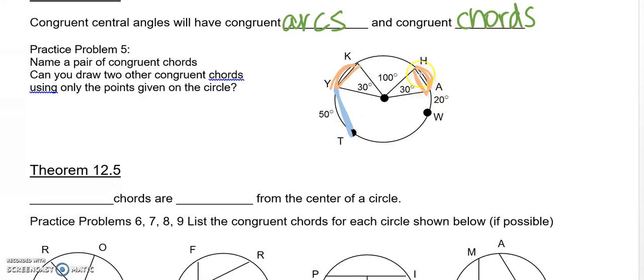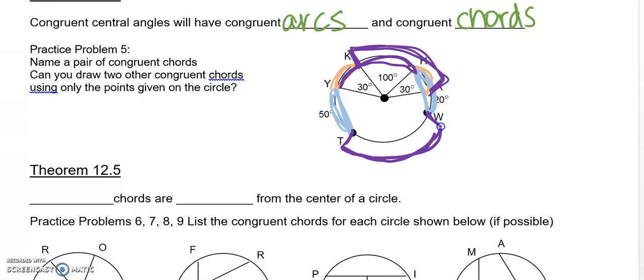This chord and this chord would be the same because those both have to do with 50 degrees as well, as well as the arcs associated with them. And then we can even go so far to say this part that's 130 goes with this part that's 130 and goes with this part that's 130. So those are all congruent arcs as well, and the congruent chords that are associated with those also.